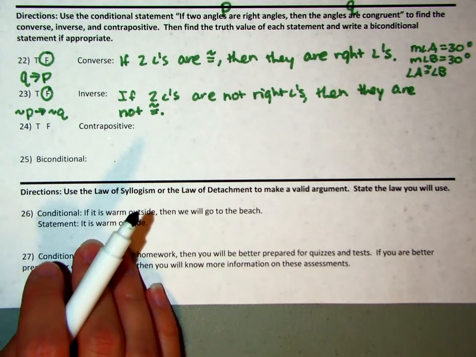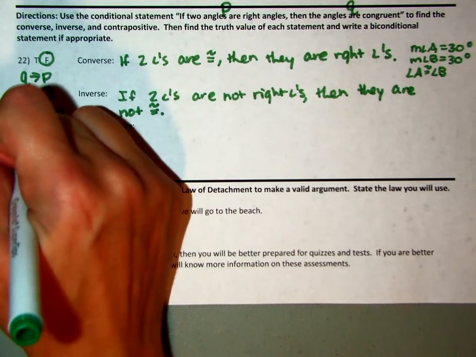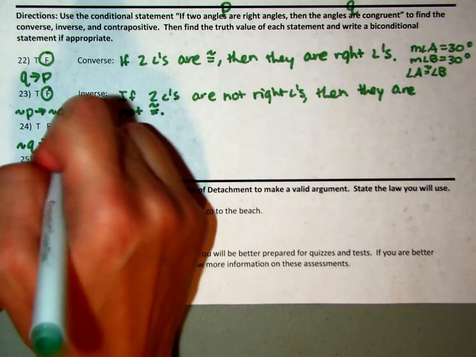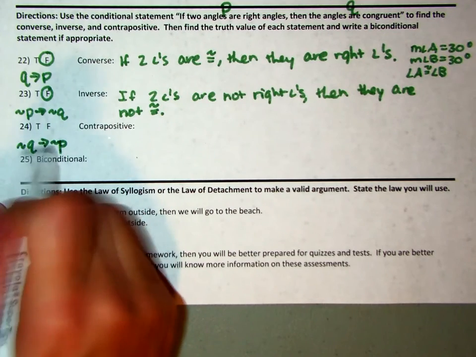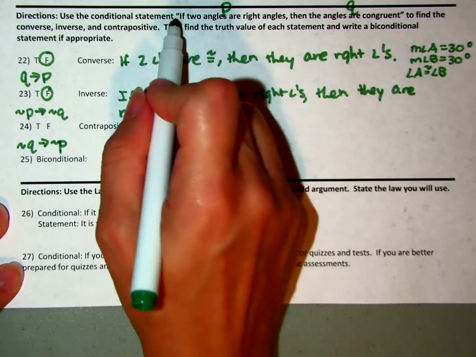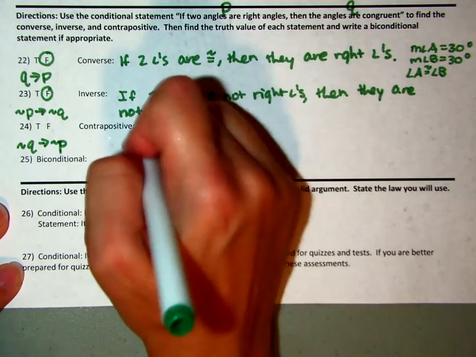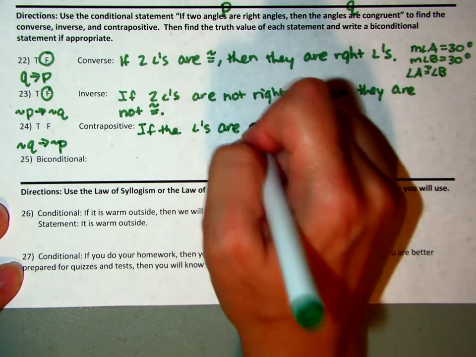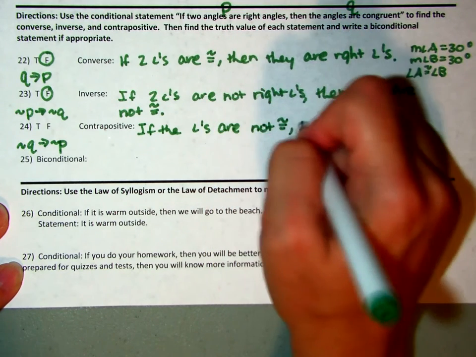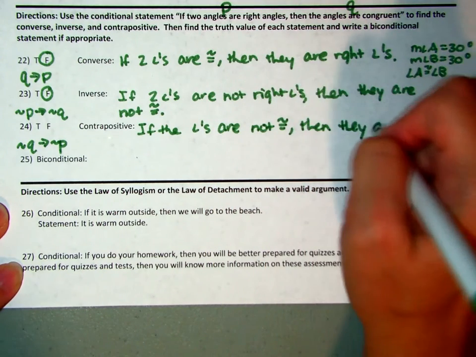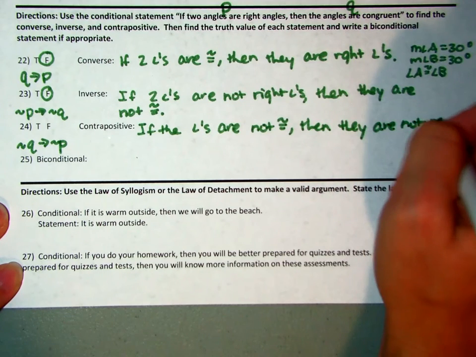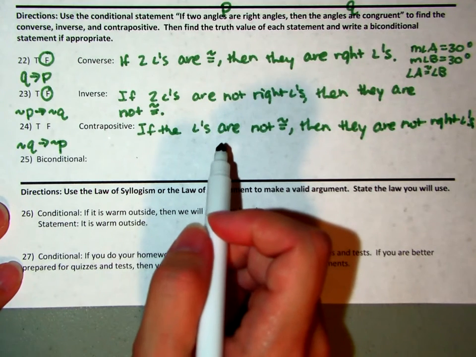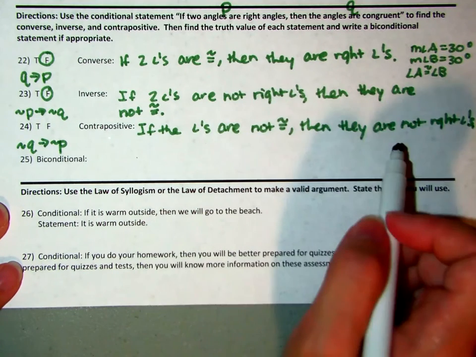The contrapositive is when we negate and we switch. So we're going to do the opposite of Q and the opposite of P. So we switch the P and the Q, and we're doing the negation of them. So going back to here, we're going to start with the conclusion. If the angles are not congruent, then they are not right angles. That's true. If we have angles that you know for a fact are not going to be congruent, then there's no way that they can be right angles.